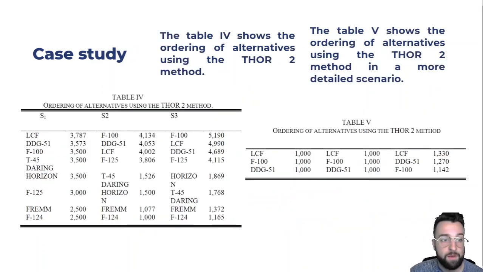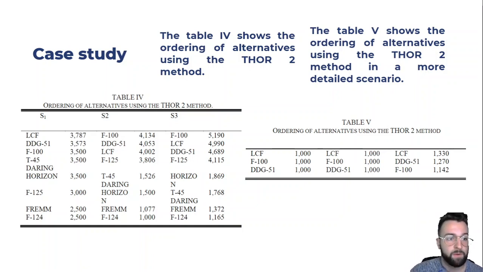Alright? Now we have table 4. Table 4 shows the ordering of the alternatives using the THOR method. Alright? Here we have the ships ordered. The ships are the alternatives, and we have the ships ordered. And table 5 shows the ordering of alternatives using the THOR method in a more detailed scenario.